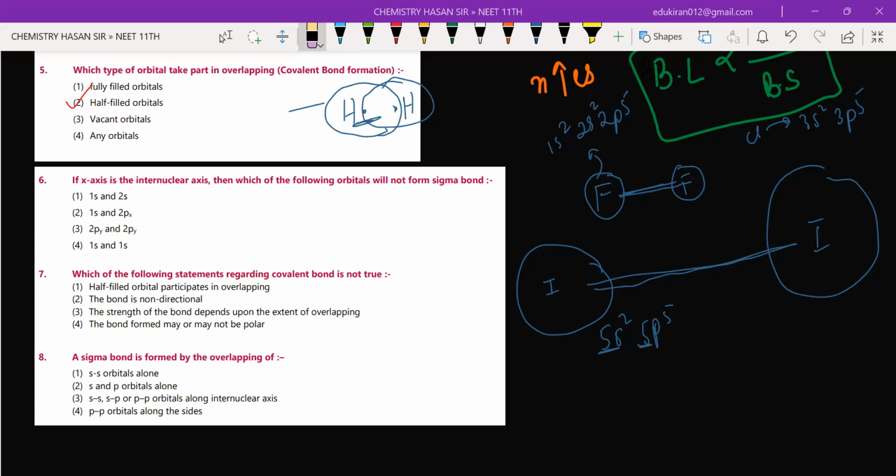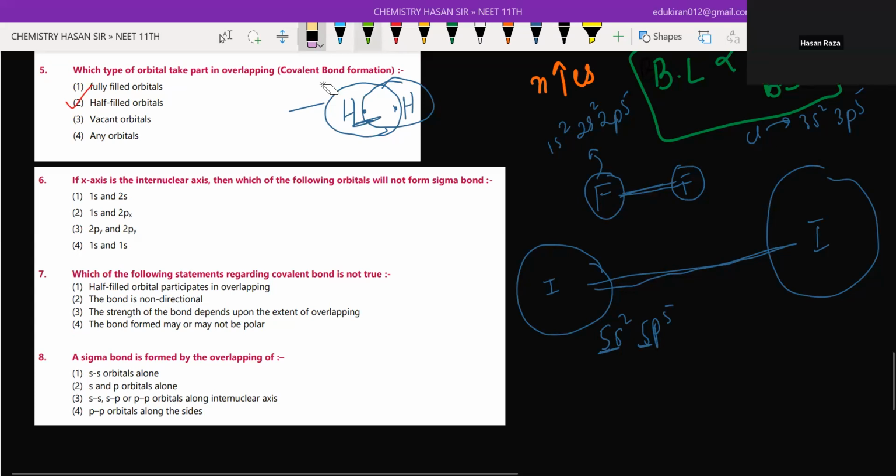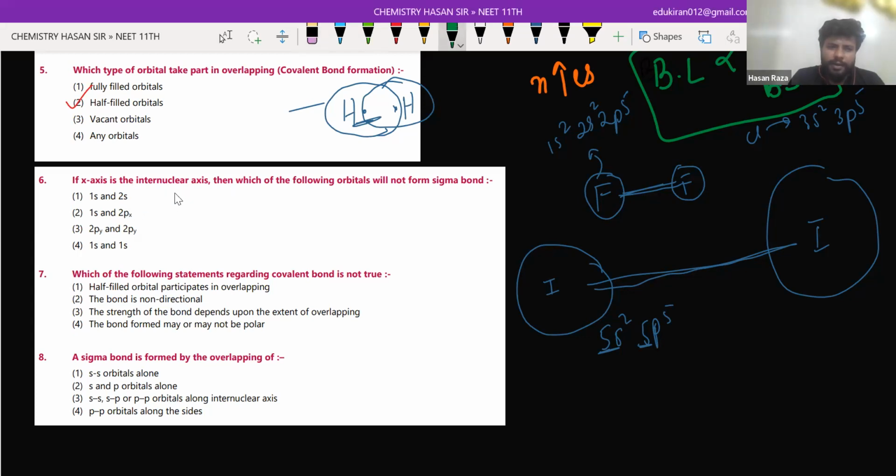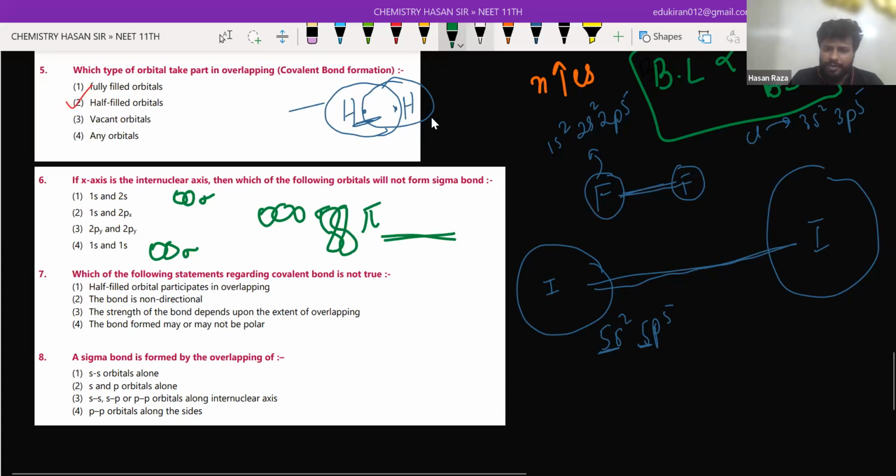For 7-1, 2 is the option. Sixth one, see, very easy it is. If the x-axis is internuclear, ss will always form a sigma bond. 1s and p will always form a sigma bond. So 2py, if the internuclear axis is this x, and 2py come into parallel overlapping, it forms a pi bond. The axis on which bond formation takes place.